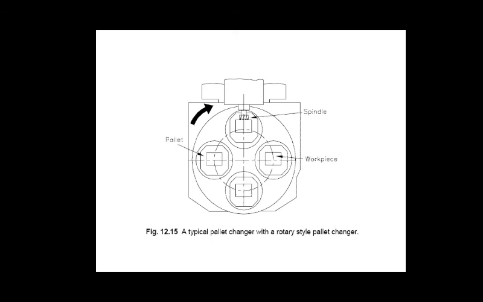Okay, so this is a typical pallet changer, a rotary style pallet changer. First of all, you can see the workpiece is mounted on the pallet. Here the four pallets are there. On one of the pallets, the spindle is above the pallet. That means first of all the workpiece is loaded over here.